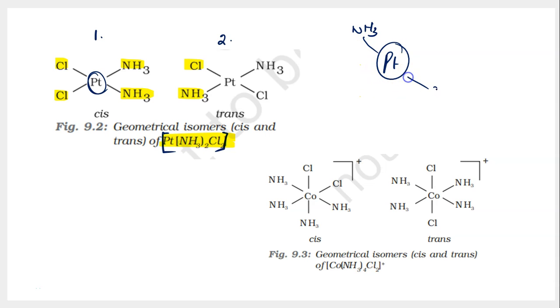platinum over here, ammonia in this place, chlorine in this place, and chlorine in this place, and ammonia in this place. If you're going to ask me about this arrangement, look, in this arrangement also you have one ammonia and one chlorine on one side, one ammonia and one chlorine on other side.